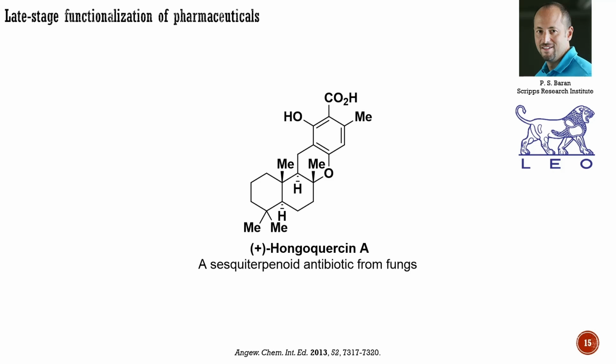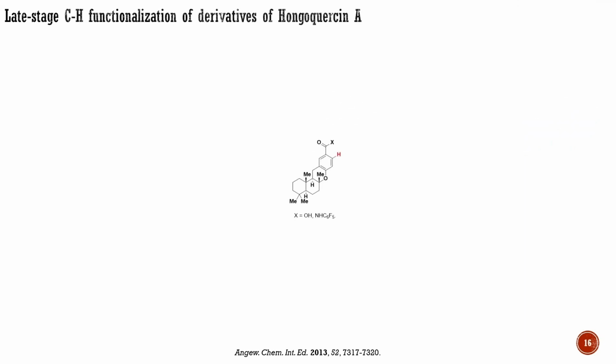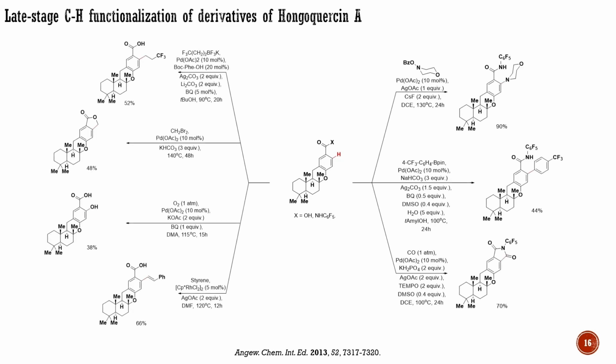Here is another interesting example of late-stage CH functionalization, elaborated by the group of Baran in collaboration with scientists from Leo Pharma. The focus of their work was on analogs of the antibacterial natural product Hongoquercin A. They prepared 2 analogs with directing groups such as perfluorinated amide or carboxyl group. Utilizing directing group-assisted CH functionalization, they successfully introduced a variety of functional groups into these molecules.